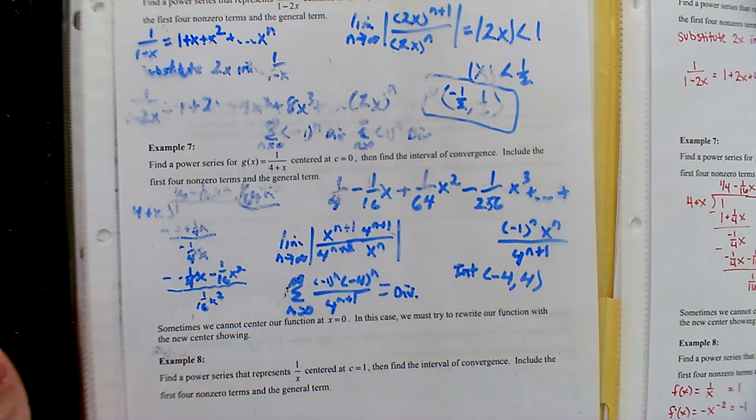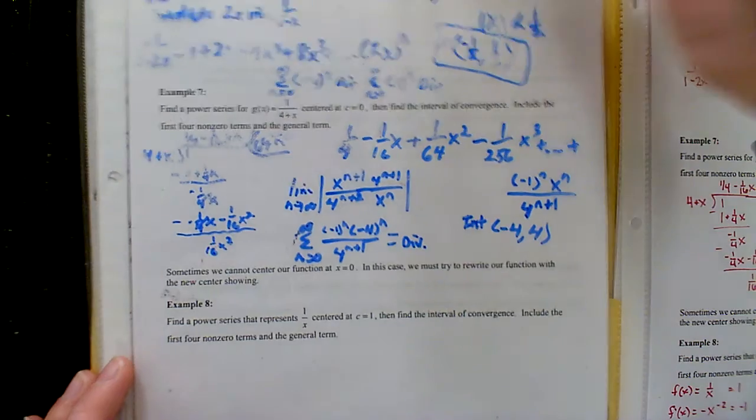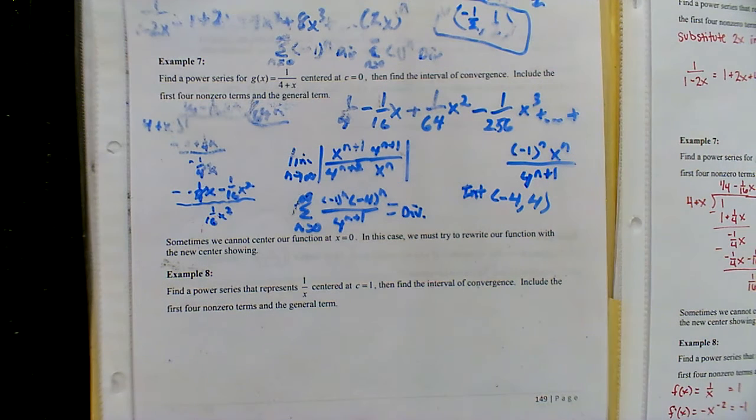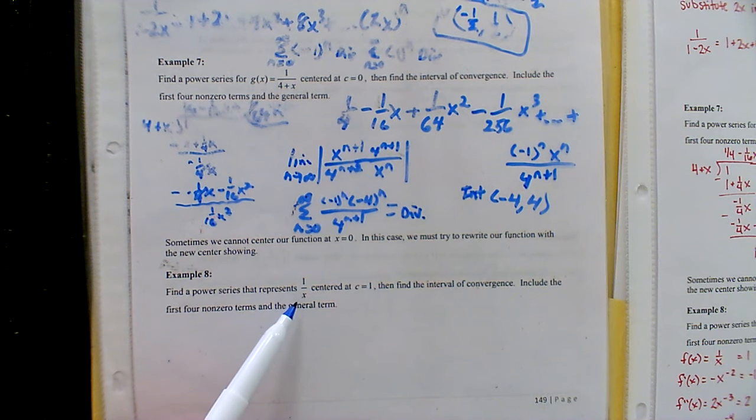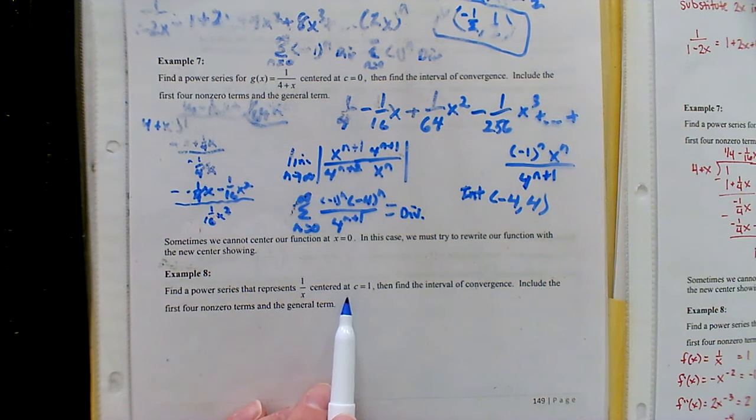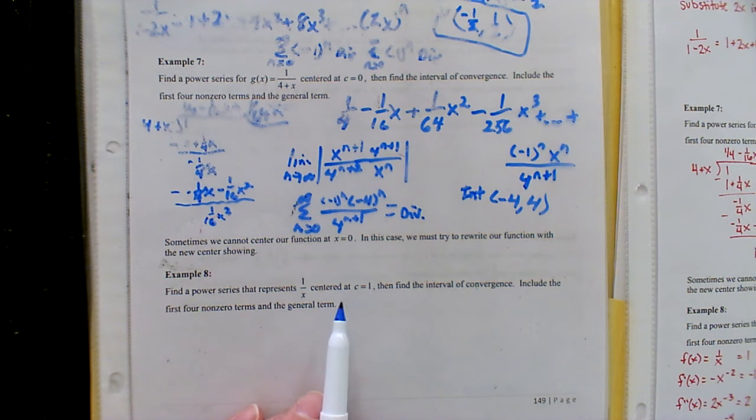All right, let's take a look at 8 then. We have some time left. So example 8, we're going to change up a little bit here. Sometimes we cannot center our function at x equals 0. In this case, we must try to rewrite our function with a new center. So example 8, we're going to find the power series for 1 over x. Again, we can't center that at 0 because if we plug in 0, it's undefined. So we're going to move our center to c equals 1. Then find the interval of convergence, include the first 4 non-zero terms and the general term.